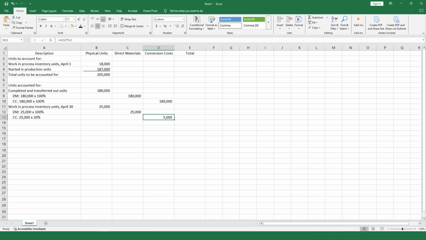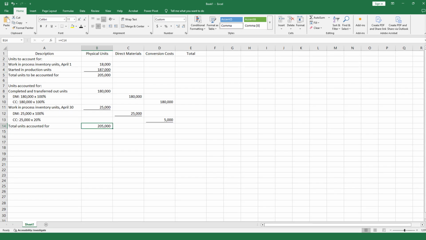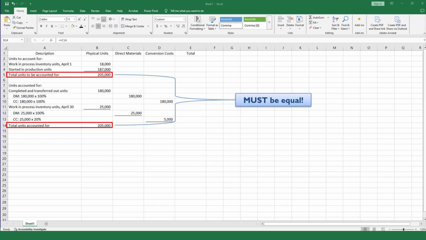We now add all of the units to account for in all three columns: physical units, direct materials, and conversion costs. From column B, physical units, 180,000 units, which have been completed and transferred out, plus 25,000 physical units in ending work in process inventory are equal to 205,000 physical units. That makes sense because the number of physical units at the end of the period must equal the total units to be accounted for. If these two amounts are not equal, you have done something seriously wrong.